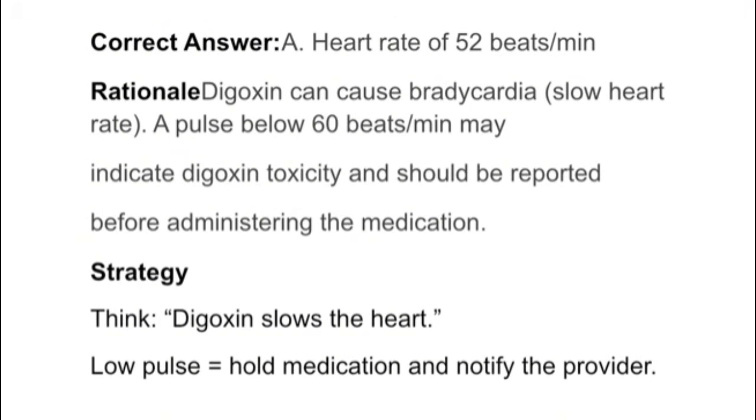Correct answer. A. Heart rate of 52 beats/min. Rationale. Digoxin can cause bradycardia, slow heart rate. A pulse below 60 beats/min may indicate digoxin toxicity and should be reported before administering the medication. Strategy. Think. Digoxin slows the heart. Low pulse equals hold medication and notify the provider.